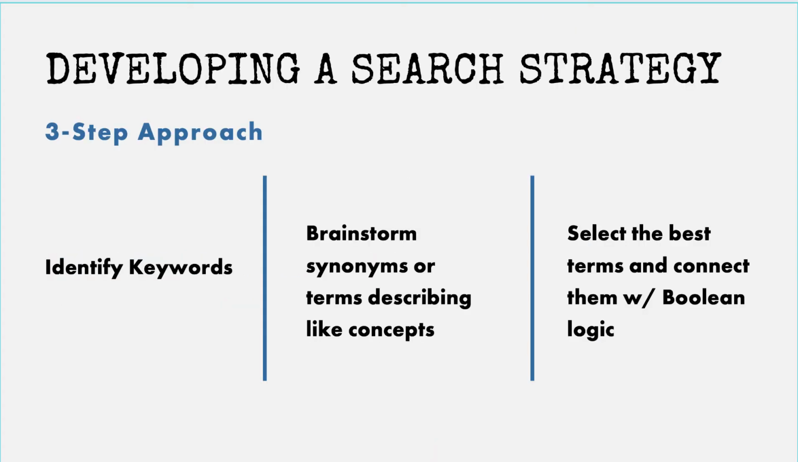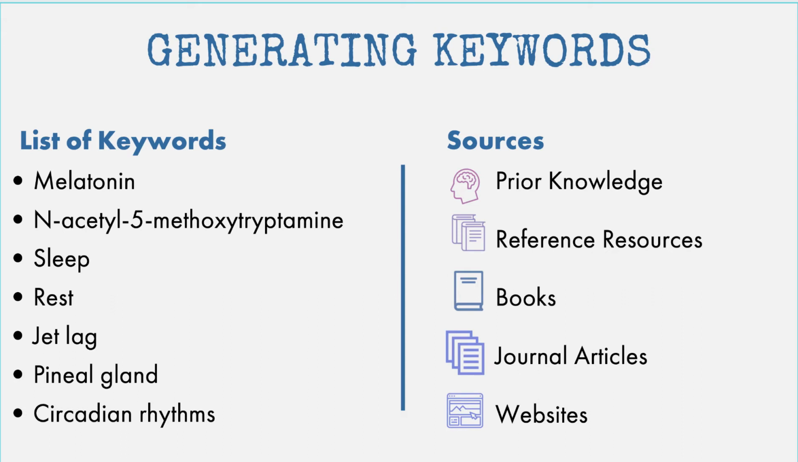To successfully search a database to find peer-reviewed articles, a search strategy should be developed. First, keywords should be chosen. After keywords are chosen, brainstorm synonyms or terms that describe like concepts to have additional terms to search. After brainstorming, determine the best terms and use Boolean logic to connect them. Then you will plug your search terms into the database. Here is a list of keywords that was developed from the research question.